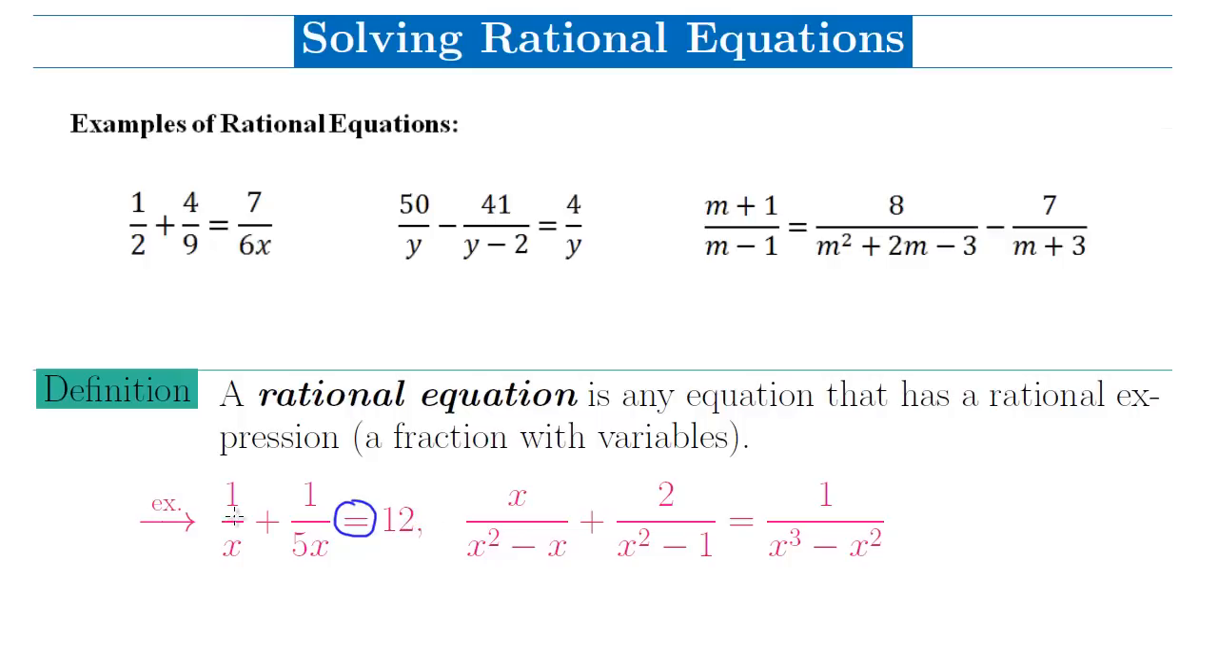So here's two examples. 1 over x plus 1 over 5x equals 12. That's a rational equation because it has fractions and it's an equation. Same thing here. x over x squared minus x plus 2 over x squared minus 1 equals 1 over x cubed minus x squared. That's a rational equation because it has fractions and an equal sign.